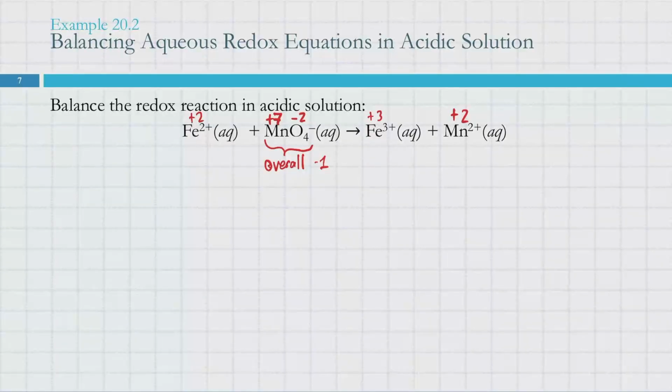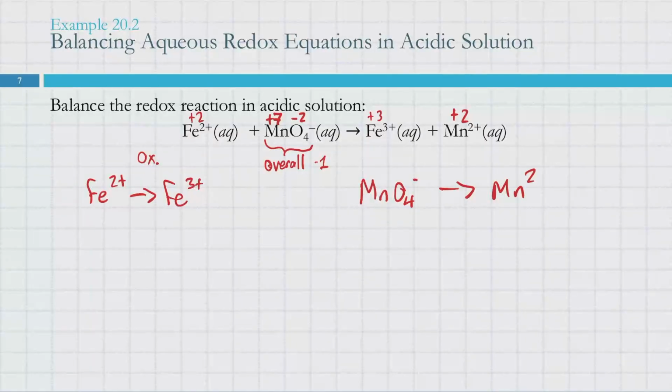Okay, so we've got them assigned oxidation states. We need to separate them. So we'll put our Fe2+ on the left side, going to Fe3+. Our oxidation number is going up, and so this is oxidation. And then our other one is permanganate, MnO4, going to manganese 2+. And this is a reduction because we went from +7 to +2 for our oxidation numbers.